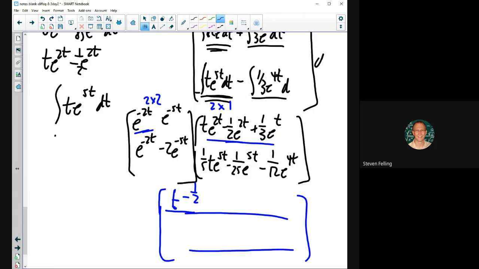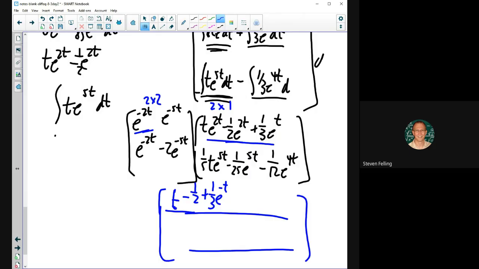Okay. And then we've got this plus 1/3, but this time it's e to the negative 2t times e to the t, which is e to the negative t. Make sure I'm not introducing some problems here. t minus a half plus 1/3, yep, okay.